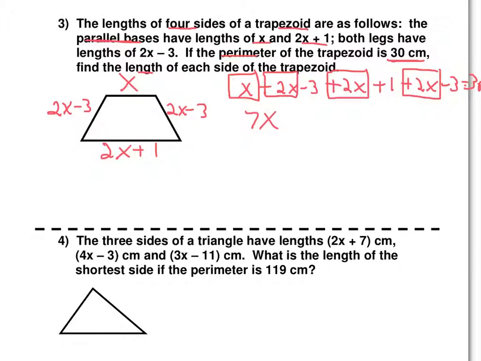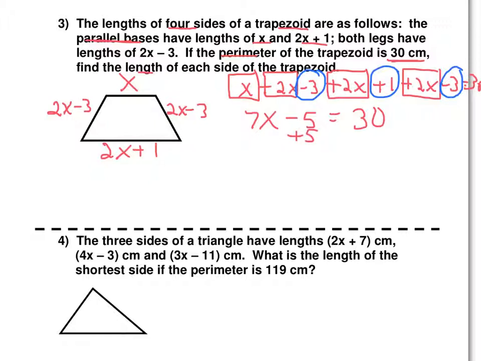Now I'm going to do a different color. So I have minus 3 plus 1. So a negative 3 plus 1 is negative 2. Negative 2 plus negative 3 is what? Negative 5. And then I bring down the 30. So now I have 7x minus 5 is 30.